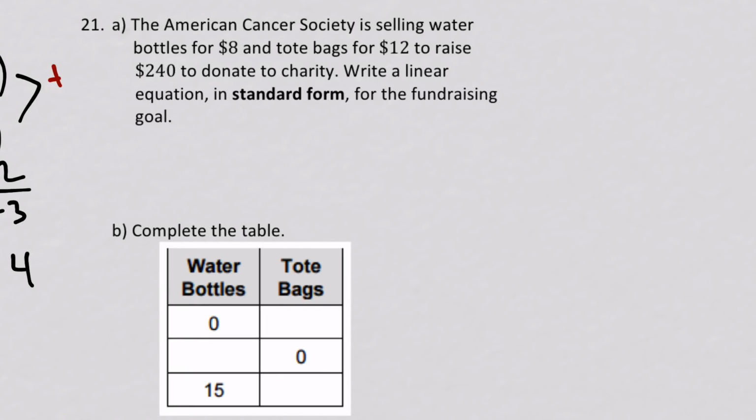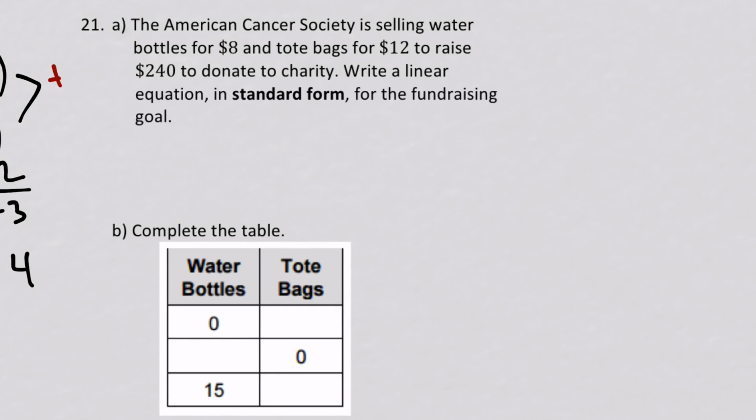Okay, 21. The American Cancer Society is selling water bottles for $8 and tote bags for $12 to raise $240 to donate to charity. Write a linear equation in standard form for the fundraising goal. Okay, so it says a linear equation, but once again, since we have a goal of 240, we can also use an inequality in this case. So let's do both an equation and an inequality.